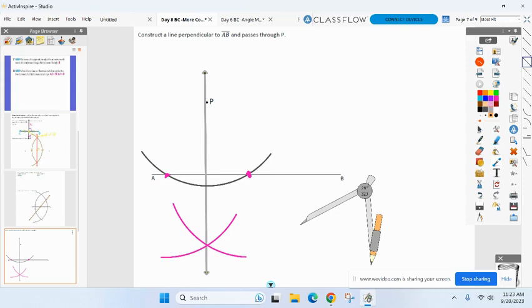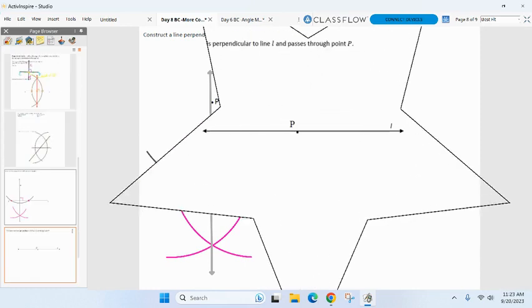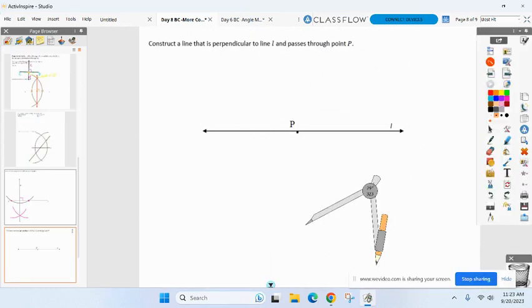If it's perpendicular, show me it's perpendicular. Good work. So that's how I can do a perpendicular line that does not bisect it. That's good. You guys are good. Sorry, I picked that one up pretty quick.